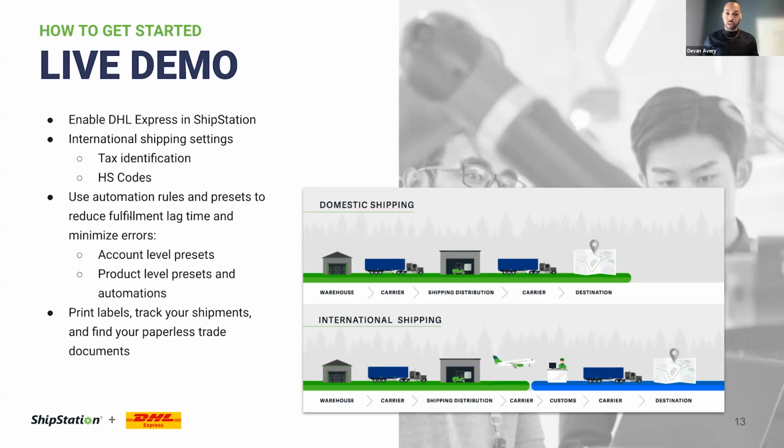The main things that I'm going to show in the demo are, one, how to enable your DHL account, and how simple that is. Two, how to set up some of those international settings so that we have a smooth transition through customs. Three, how to utilize automation rules in ShipStation to automate some of these shipping settings. And four, we'll talk about printing labels, tracking your shipments, and then of course, scheduling pickups as well.